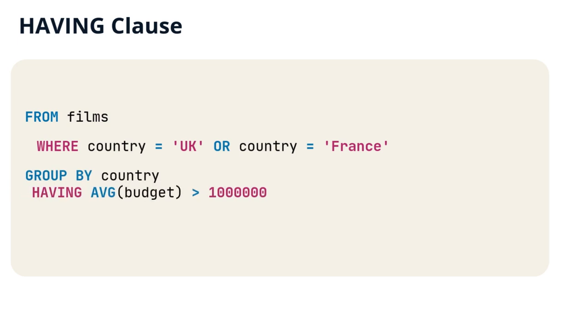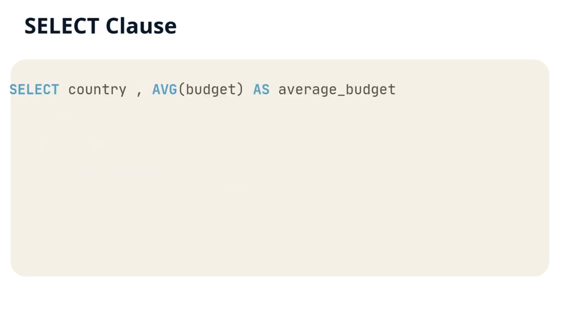Once the groups are formed, the HAVING clause is applied. Here, SQL calculates the average budget for each country and keeps only those groups where the average budget is greater than 1 million. This step filters groups based on the calculated values. Note that we cannot use WHERE with aggregate functions.